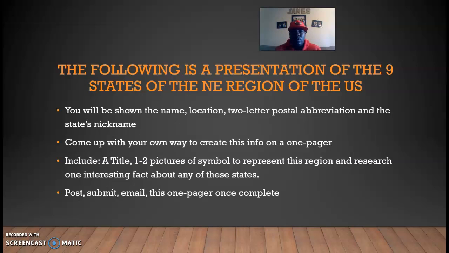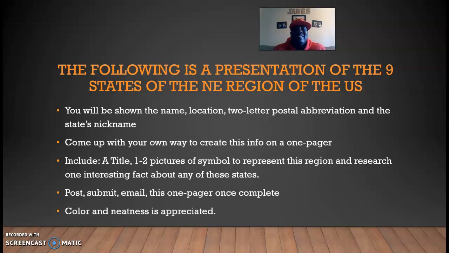It can be digital. I know a lot of you guys have digital talents, much like Mr. James, which will be on display in this presentation. Excited for you to see that. And then also, if you include color and neatness, you know that Mr. James loves that and it's appreciated. So let's go ahead and get started.